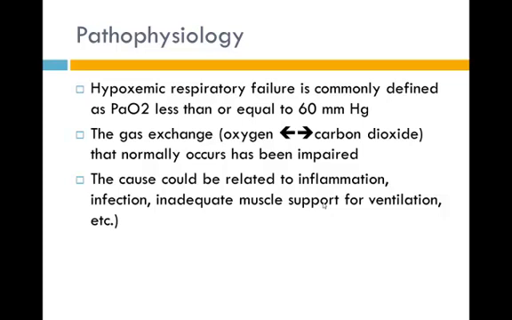The definition of acute respiratory failure is found in the arterial blood gas, in which the partial pressure of arterial oxygen is less than or equal to 60 millimeters of mercury. The gas exchange has been impaired, which consequently impacts all tissue and organ function. The cause of acute respiratory failure can be due to inflammation, as seen in anaphylaxis, infection, as in pneumonia, or inadequate muscle support for ventilation, as seen in neuromuscular diseases such as ALS.